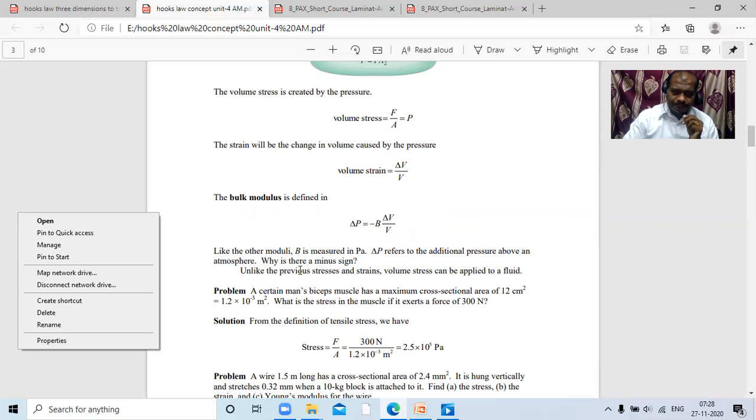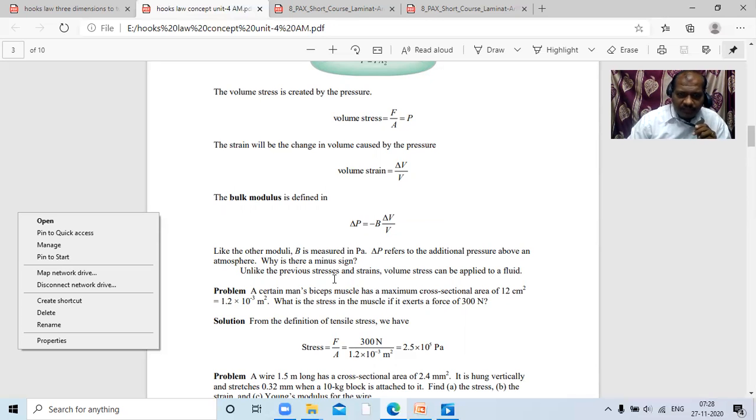Why is there a minus sign? The minus sign indicates that when the object is going to be compressed, we take the minus symbol. If it is going to be an expansion, we take a positive symbol. That is the thing to be understood here.